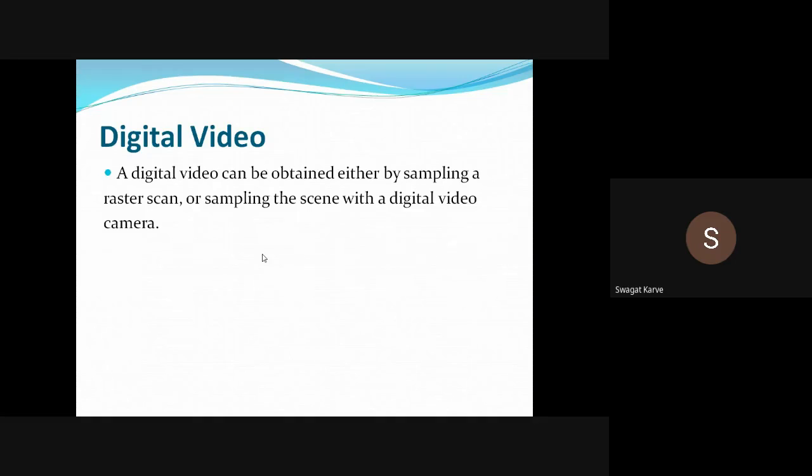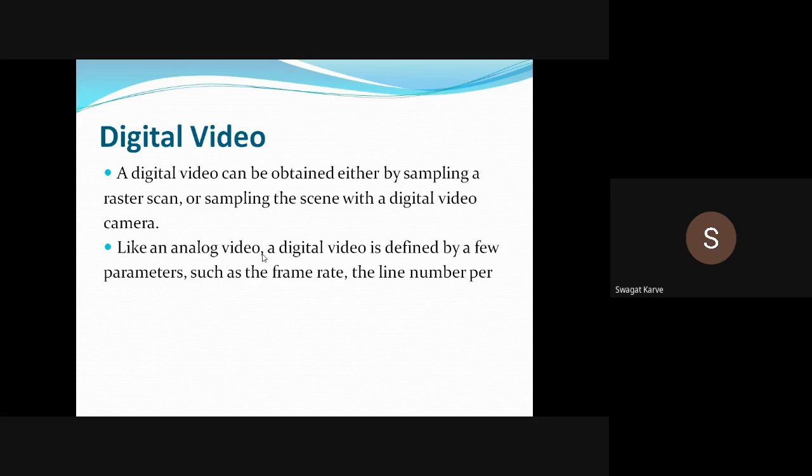First, you can sample a raster scan or sample the scene, that means whatever you want to record, with a digital camera. And like analog video, digital video is also defined by a few parameters such as frame rate, the line number per frame, the number of samples per line, and the bit. As for analog video, what parameters are we using? The number of frames is common, then the frequency of the frames.